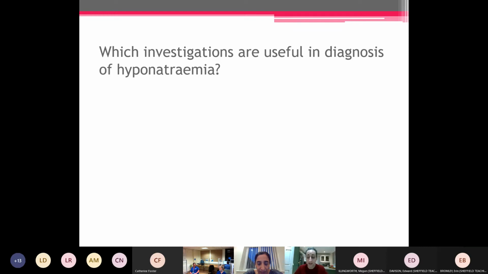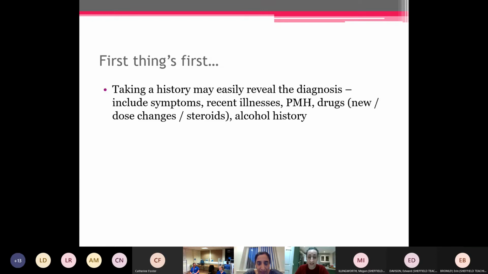So a proper assessment of the patient essentially. So even before we're thinking of bloods and things like that, first things first is getting the history. Quite often, you know, they always tell you like, oh, 80% of the diagnosis is the history. I think that's especially clear with hyponatremia.